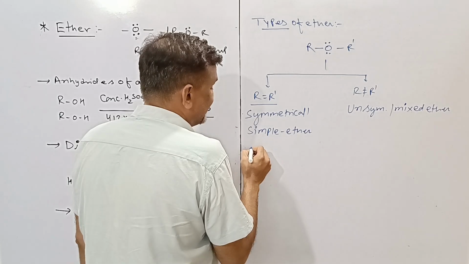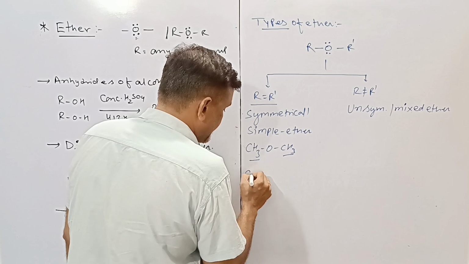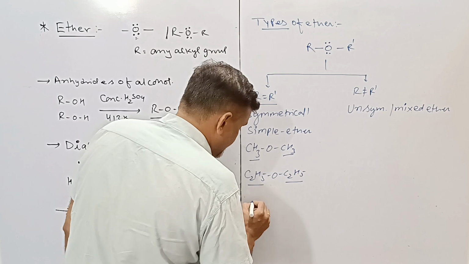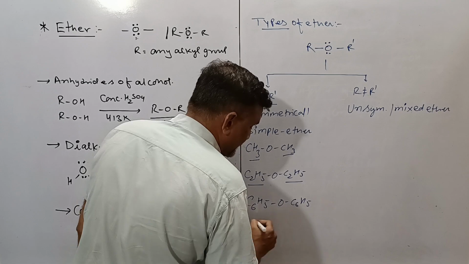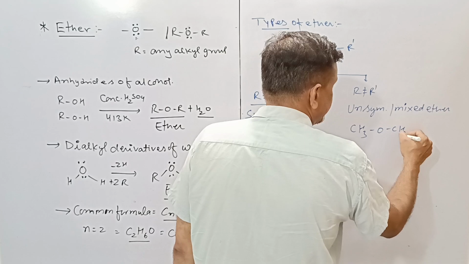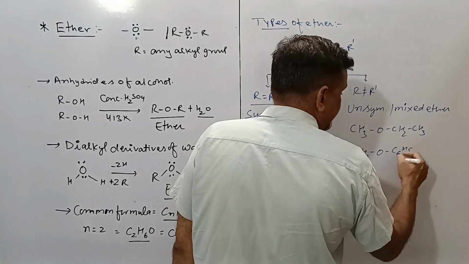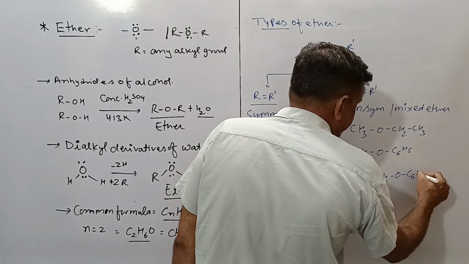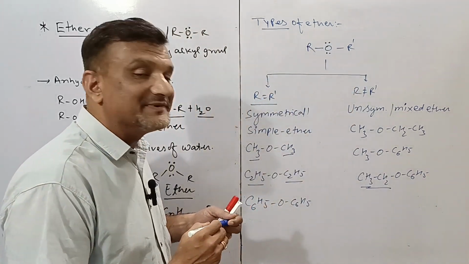For symmetrical, we can take the example CH3OCH3, both alkyl groups are same. C2H5OC2H5, both are same. C6H5OC6H5, both are same. Asymmetrical, then CH3OC2H5, CH3OC6H5, one with the benzene ring, CH3CH2OC6H5, both are different. So we can say these are known as asymmetrical ether.